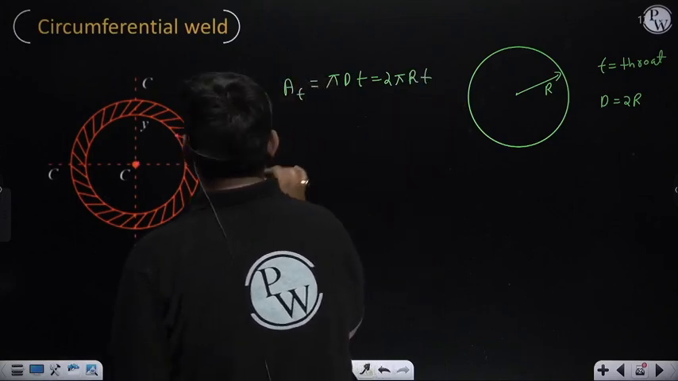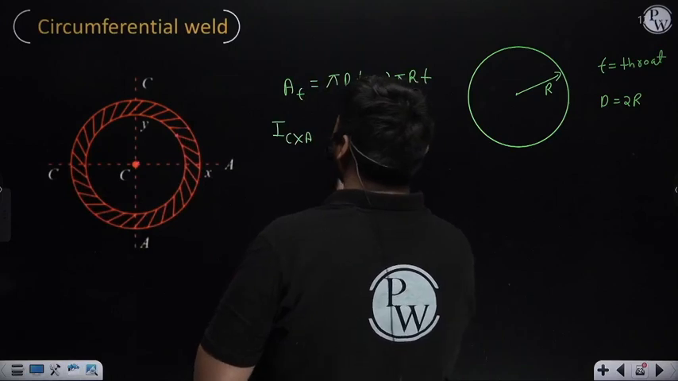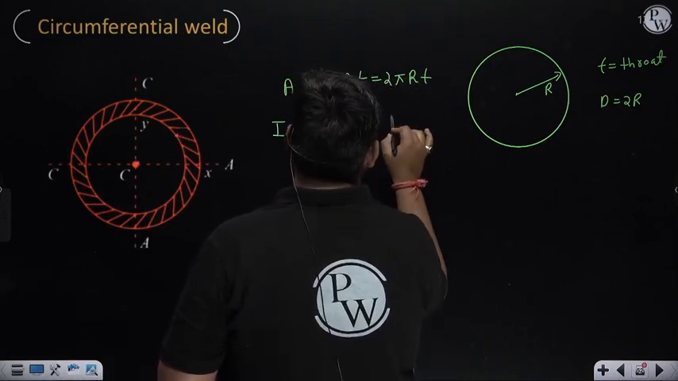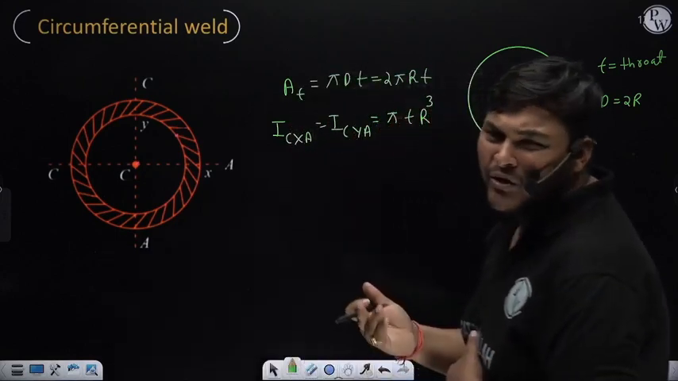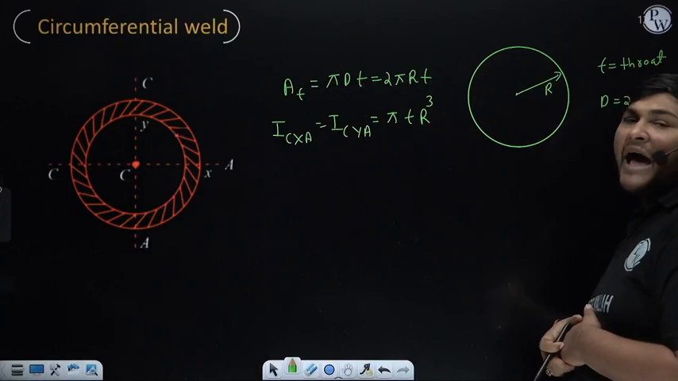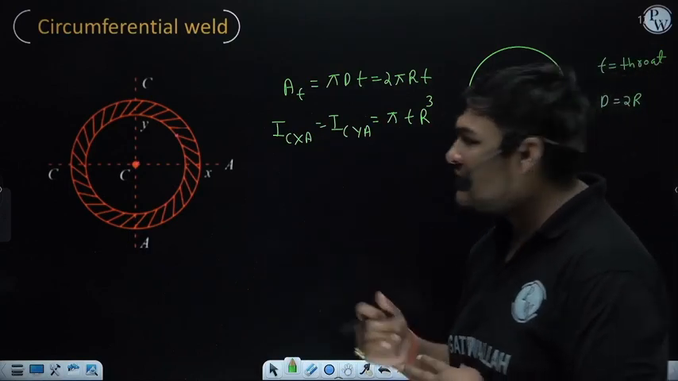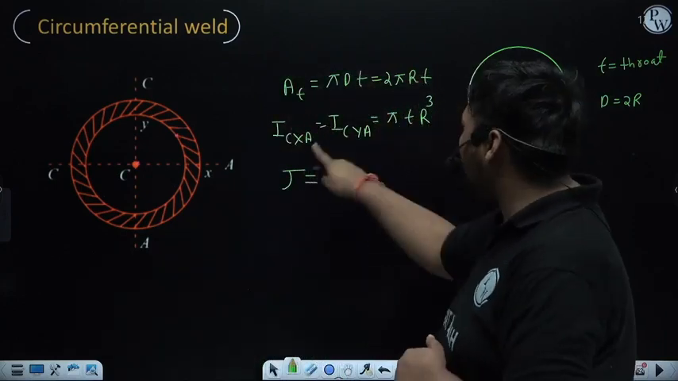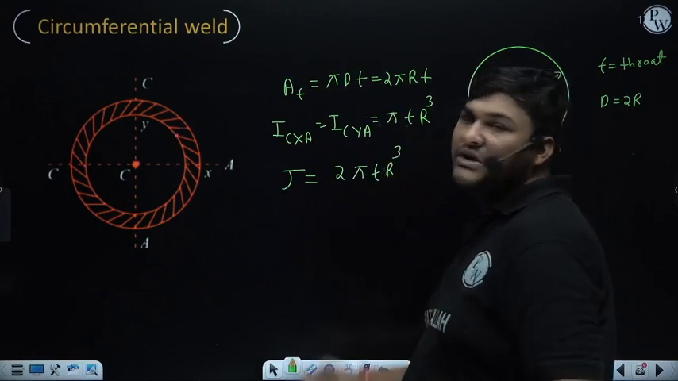The formula to calculate the area moment of inertia about the centroidal x-axis, which is along the axis for this weld, or the centroidal y-axis, is pi t r cube, where t is the throat, equal to h by root 2, that is a different thing, and r is the radius of this weld, whether inner, outer or mean, because they are nearer to each other. The formula to calculate the polar moment of inertia of the weld, that is J, is to add both of them, and it will be 2 pi t r cube. You need to remember these three formulas.